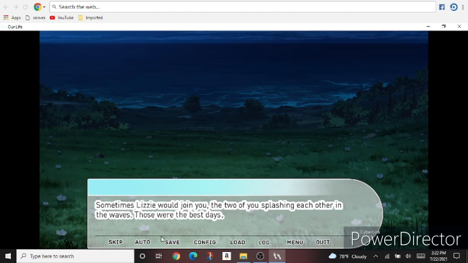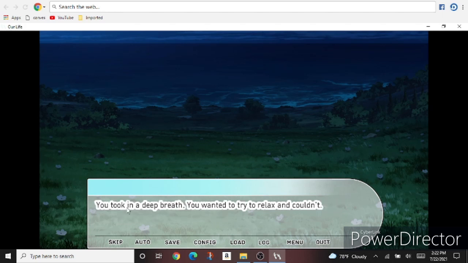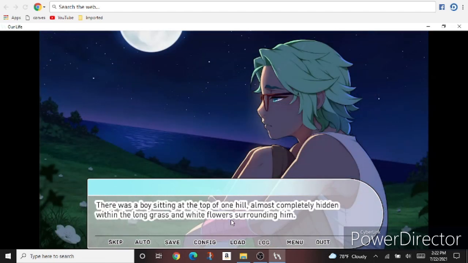You took a deep breath. You wanted to try and relax and couldn't. You weren't sure what, but something told you that you weren't alone, so you glanced around. There was a boy sitting at the top of the hill, almost completely hidden within the long grass and white flowers surrounding him.